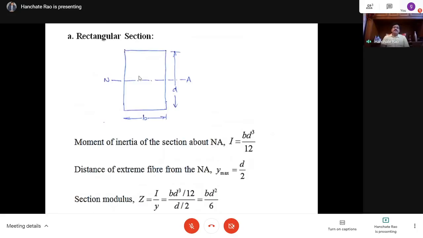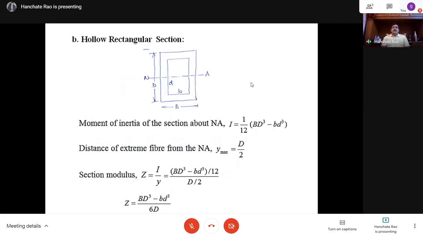Now what is y max for this rectangular section? The extreme fibers are either at the top or at the bottom. So y max is equal to D by 2. So the section modulus for a rectangular section is I by y, where I is BD cubed by 12 and y is D by 2. So 1/6 BD square is the section modulus for a rectangular section, and y max is equal to D by 2.